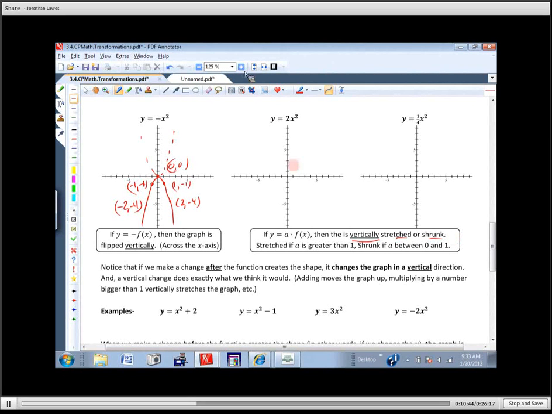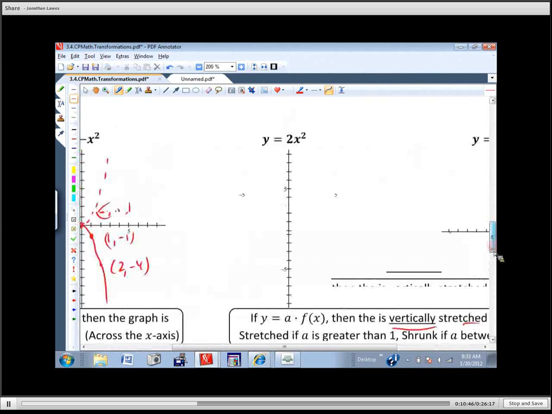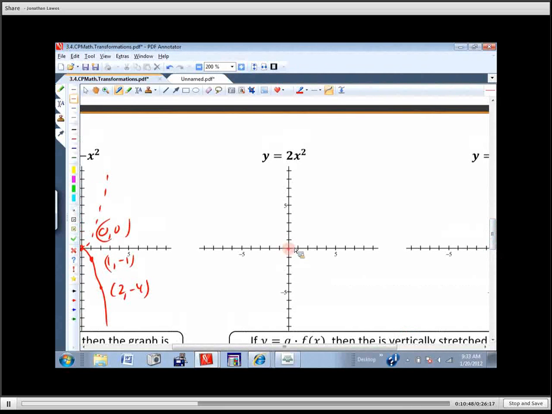So the original points were, let me make this a little bit larger so we can see them. Here's where the original one is. That's what the original one looks like. And now we're going to graph the other one. Now remember, this point right here is 2, 4, right? Okay, that's still 0, 0. We haven't slid it left, right, up, down, or anything like that.